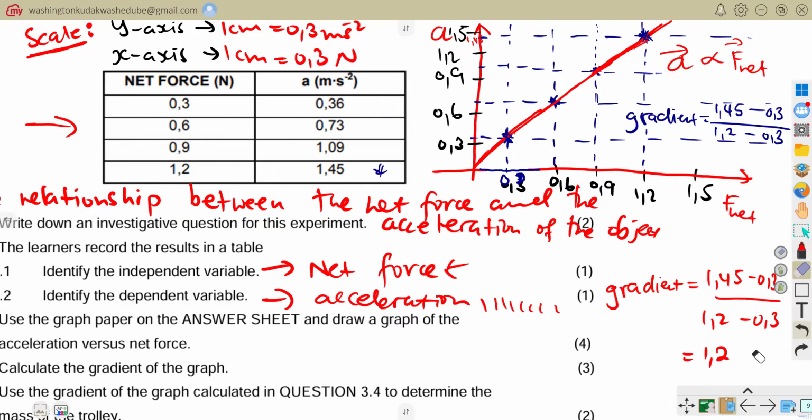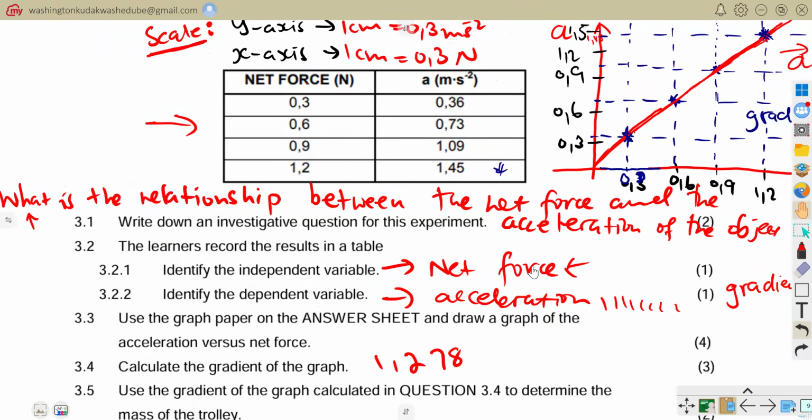Or else let me say 1.278. It will be 1.278 in 3 decimal places. That would have been my gradient. My gradient would be 1.278 by using my graph. So by simply using my graph, I would have used that.